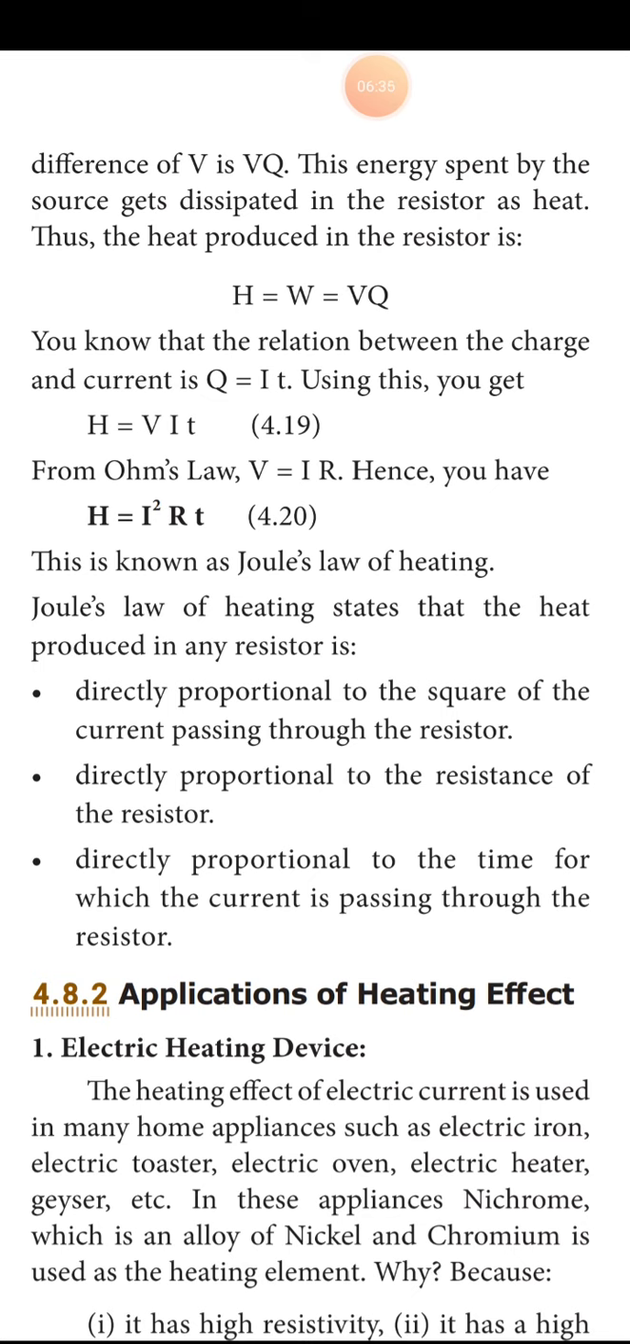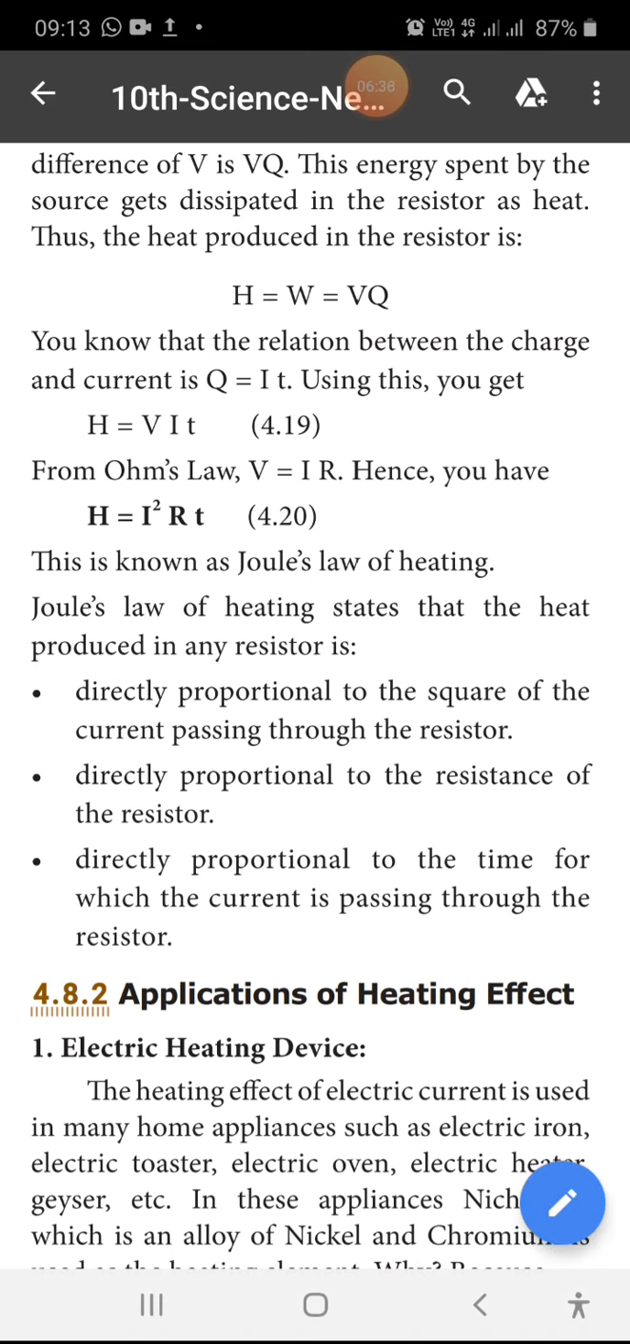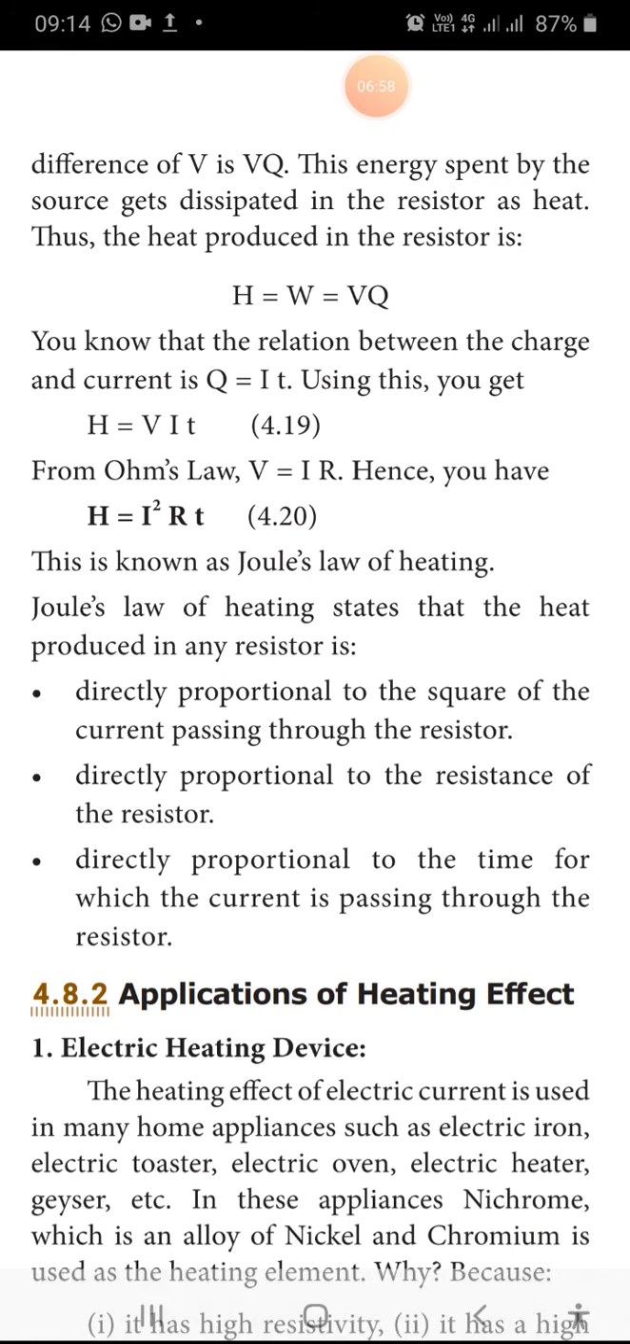Before this paragraph we have studied the heating effect of current. In this paragraph we are studying about Joule's law of heating. Simply write H is equal to I square RT as the formula. After writing this you can say H is directly proportional to the square of the current in the resistor, H is directly proportional to the resistance of the resistor, and H is directly proportional to the time for which the current is passing through the resistor.